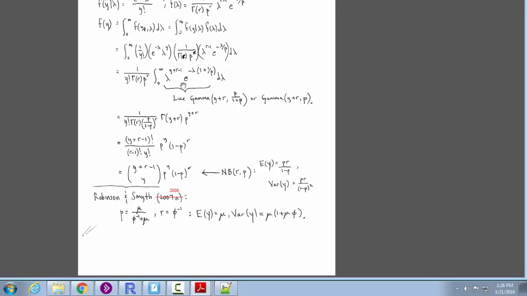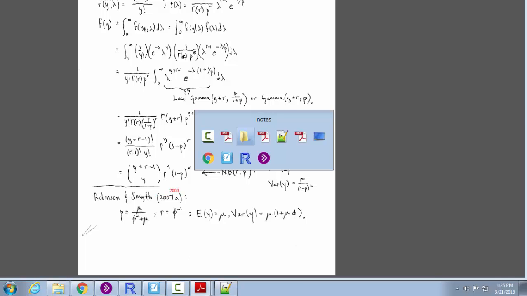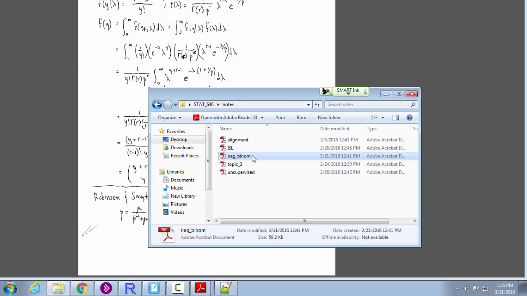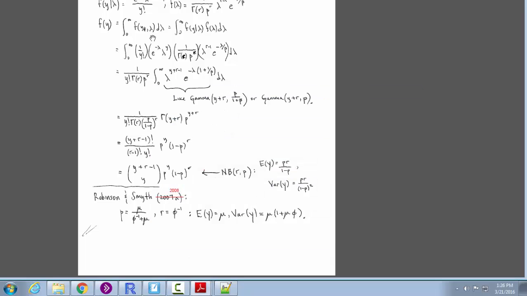But basically what's in this file that is called negative binom is working out, if you start with a Poisson distribution and there's over-dispersion, so the variance is not equal to the mean, you can work out that what you end up with instead of Poisson is a different distribution.